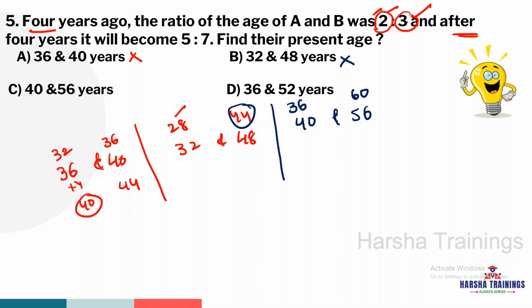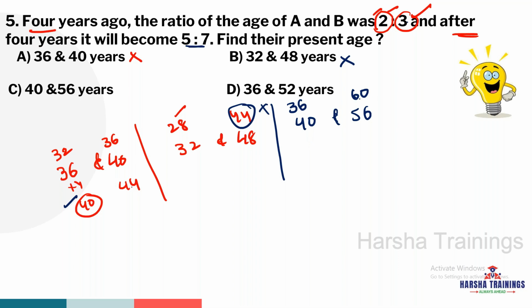4 years ago, 36 years. After 4 years, 60 years. Look at the screen, guys. I think we are going the wrong way. After 4 years, we are checking 5 is to 7, right? So 40 is a multiple of 5. Yes. 44 is a multiple of 7? No, wrong. Already wrong, right? The first condition is not satisfied.